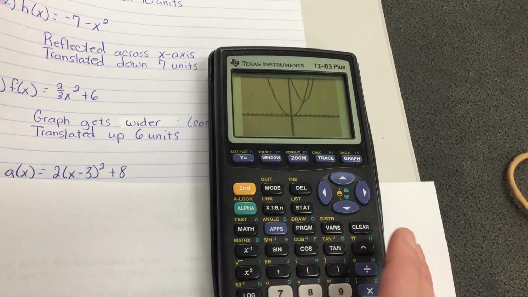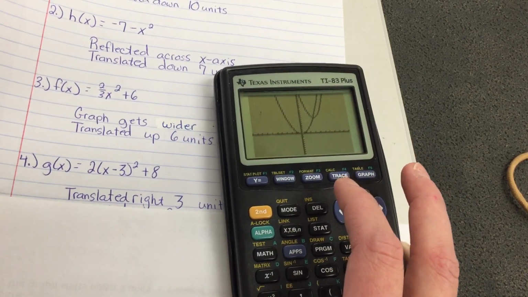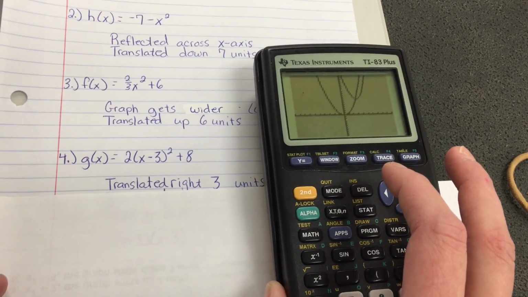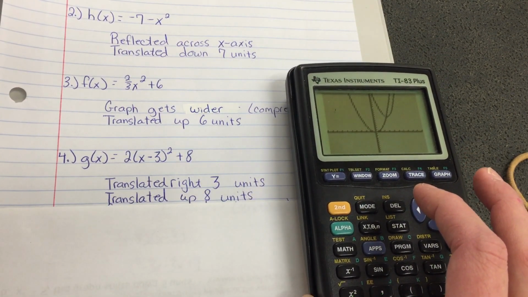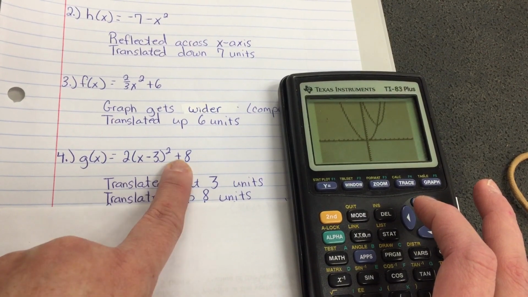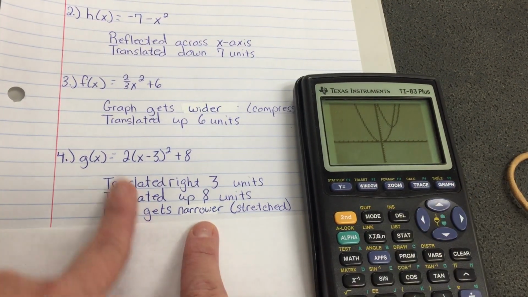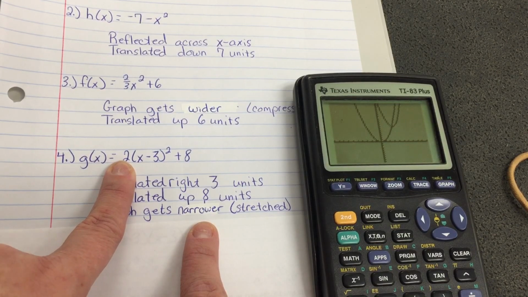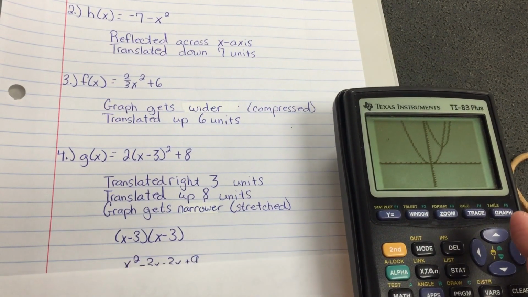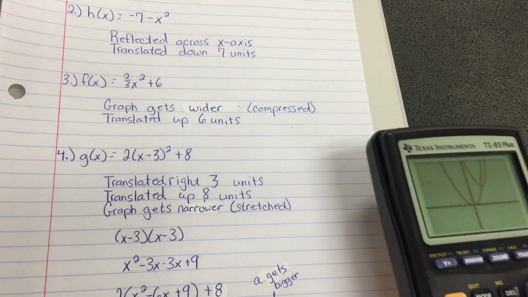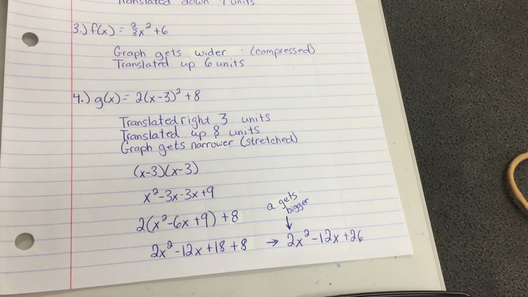So what's taking place on this one? Well, it says it translated it to the right 3 units, okay? It translated up 8 units. So right 3, up 8. It gets more narrow or stretched because our A now is larger. And how do you figure all of that out?